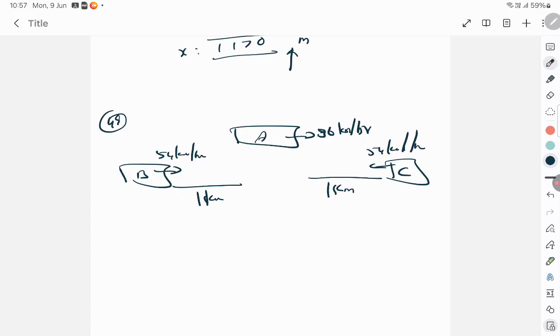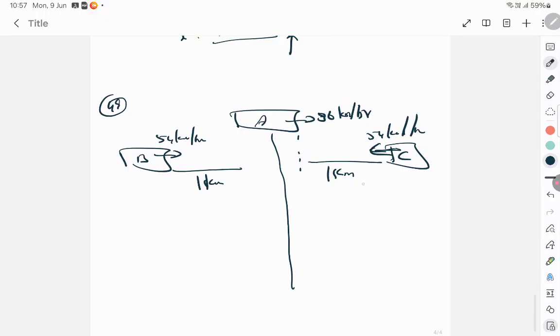Now car B decides to overtake car A before C comes and collides with it. Before C is able to come here. So split it into two. Okay, and you have to find the relative velocity of C with respect to B. What is C with respect to A?